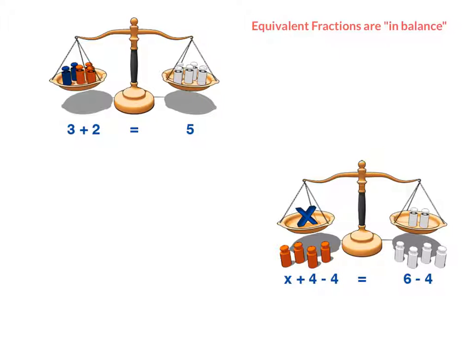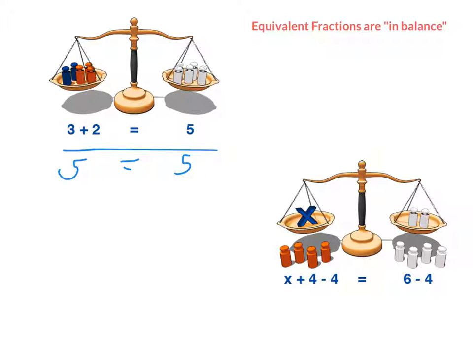Let me change my ink pad here. Okay, so in this first example right here, we have 3 plus 2. We have 3 red ones, 2 blue ones, and that is the same over here as 5 white ones, whatever those are. And so it's in balance. It's 5 equals 5, and there's nothing more that we need to do about it.